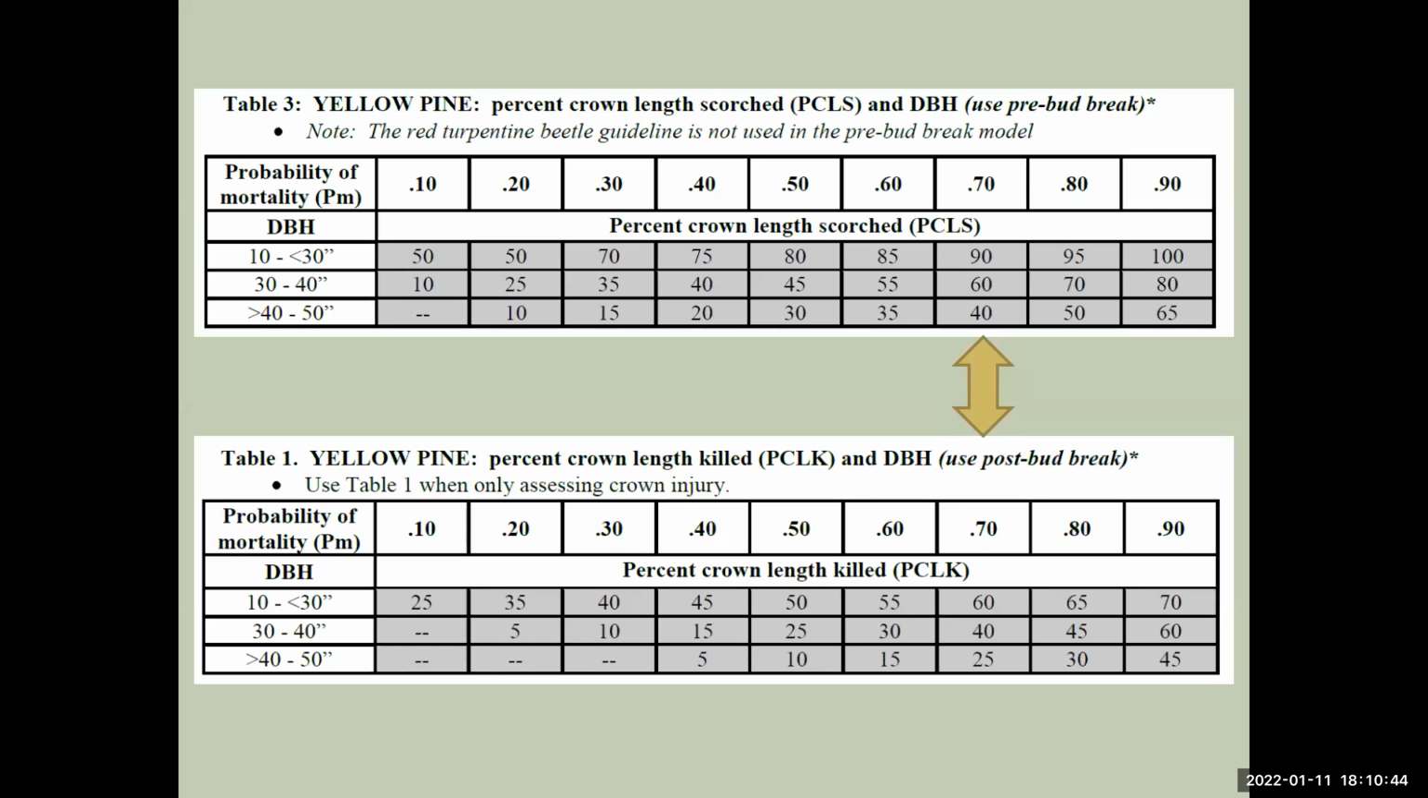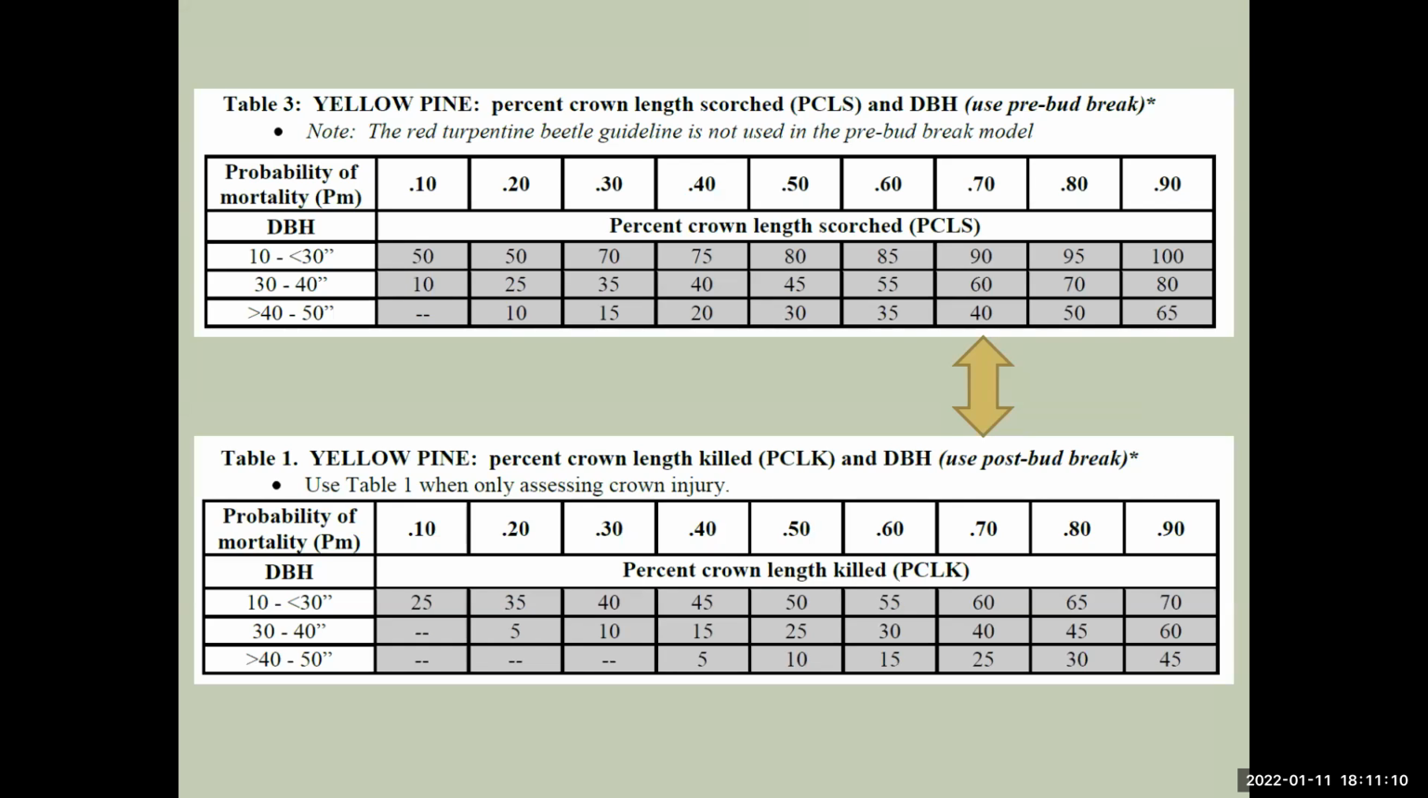And then we switch how we look at the trees. We're not looking at the crown scorch anymore. We're looking for the portions of the crown that have that new growth, and we're breaking it down by crown kill. And so it takes a lot less crown kill than crown scorch for the same diameter tree and the same probability of mortality.